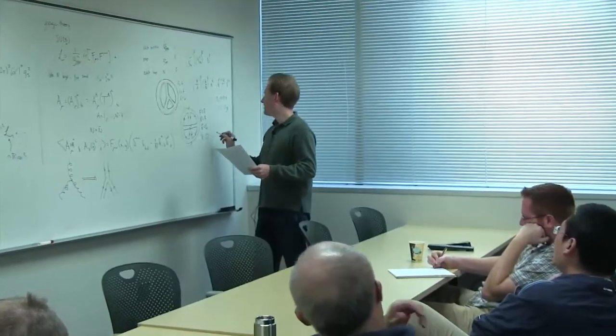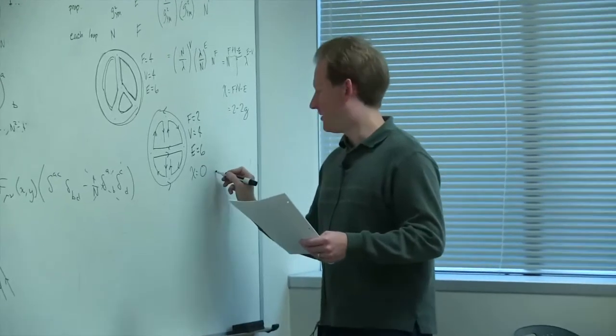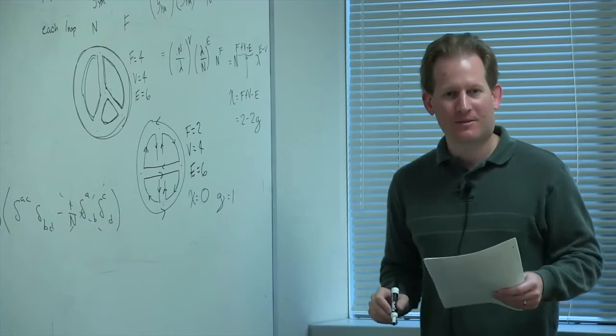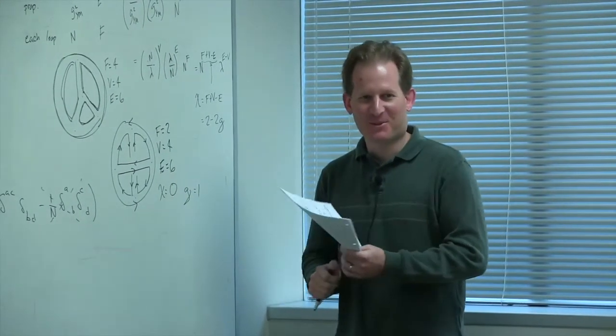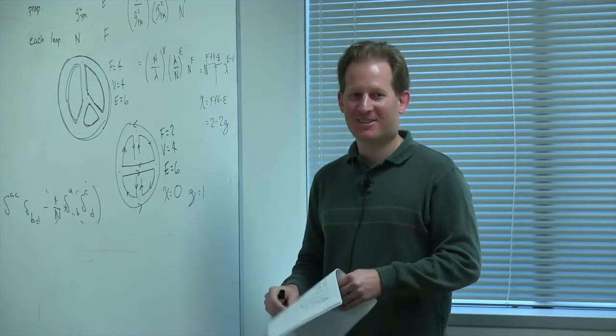So this has Euler character chi equals 0, which means genus 1. So it's a torus. Okay, so I'll leave that as a visualization exercise. Is there any software to help?